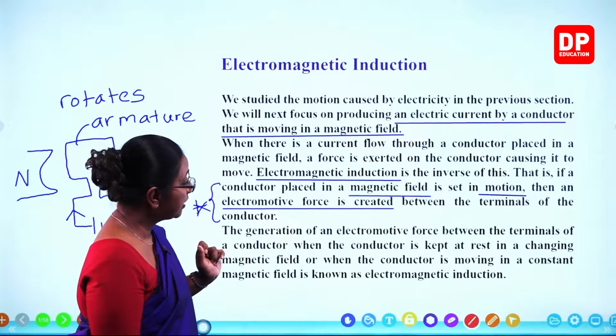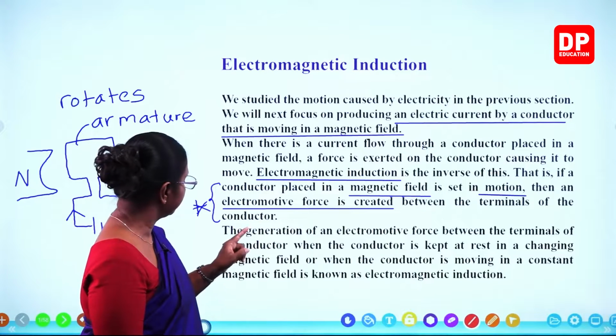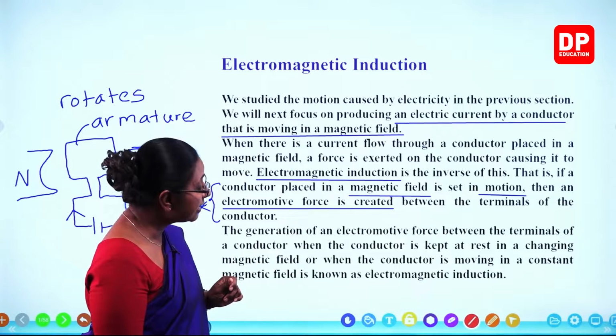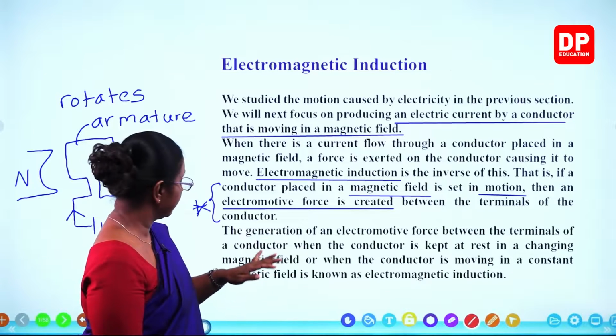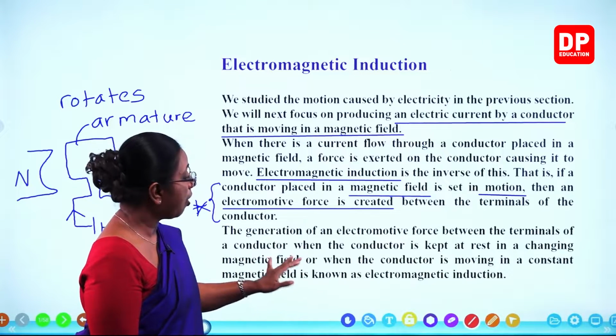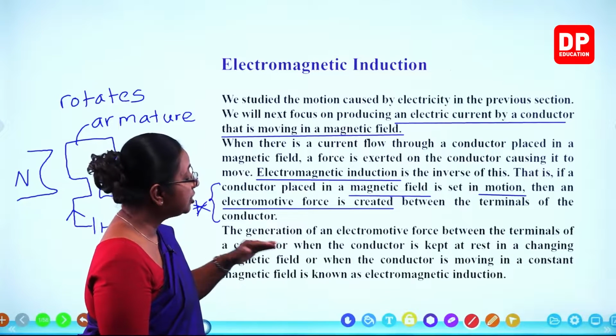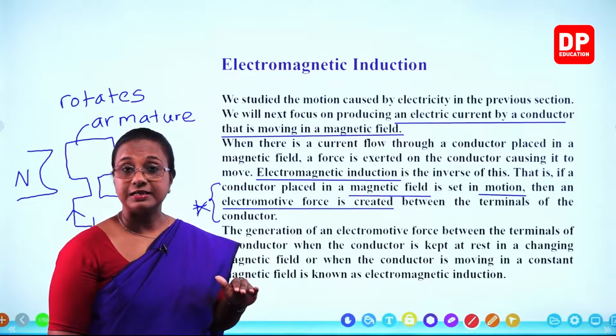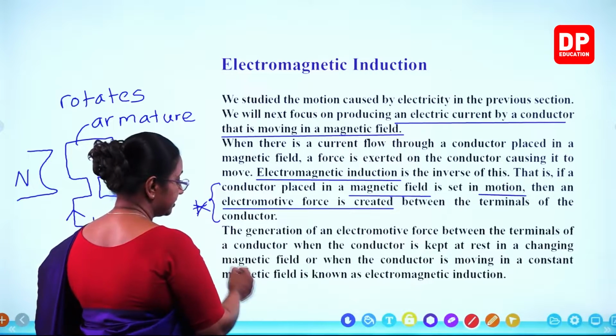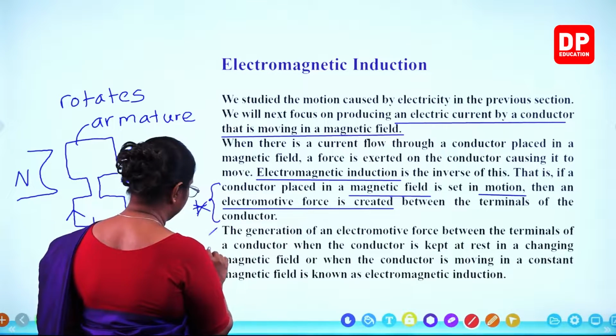The generation of an electromotive force between the terminals of a conductor when the conductor is kept at rest in a changing magnetic field, or when the conductor is moving in a constant magnetic field, is known as electromagnetic induction. This is something that you all have to remember, students.